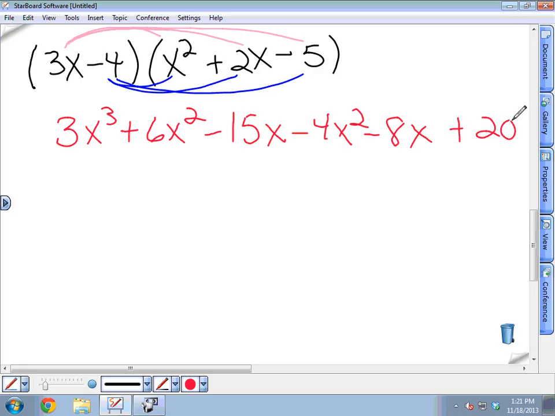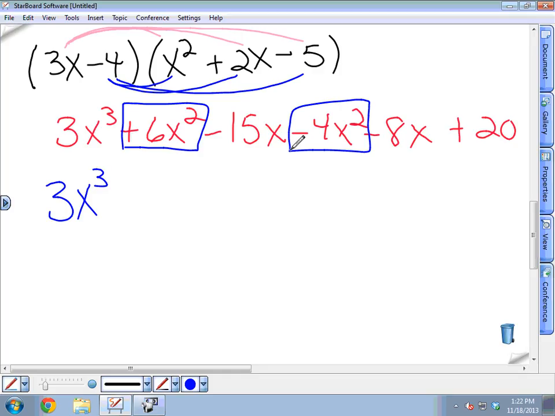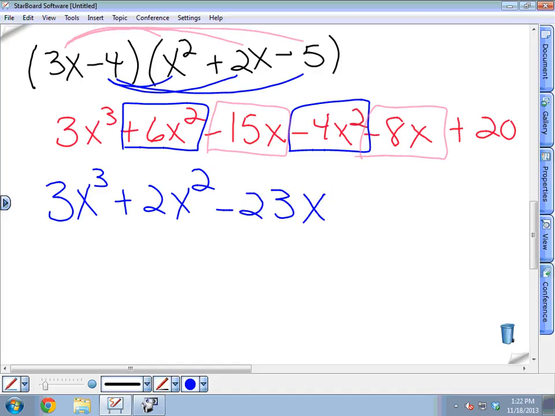And so once you multiply all of your terms, you have to combine anything that's a like term. There's 3x cubed. But notice here I've got two terms that have x squareds in them. And when I add 6 and subtract 4, if I'm just adding or subtracting the coefficients, I'll get 2 of my x squareds left. Notice that if I also combine my minus 15x and my minus 8x, I have minus 23x. And my 20 is just left over there.